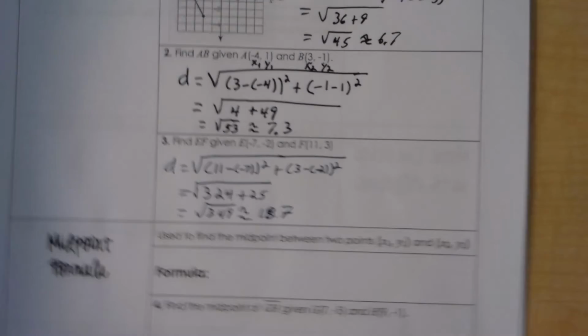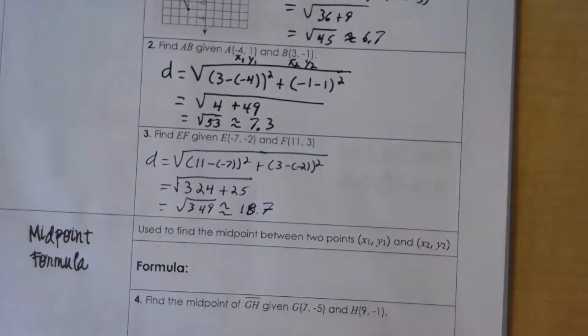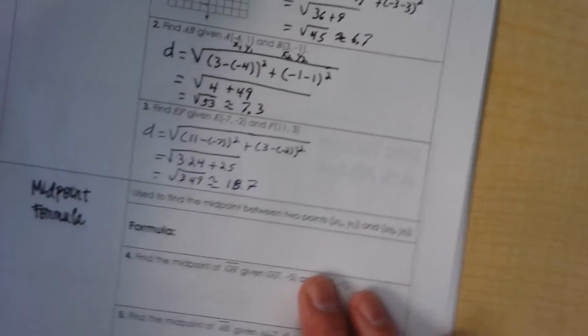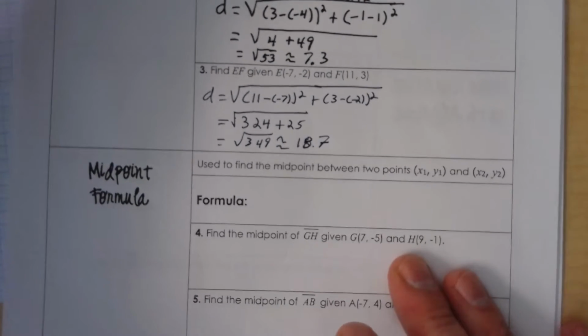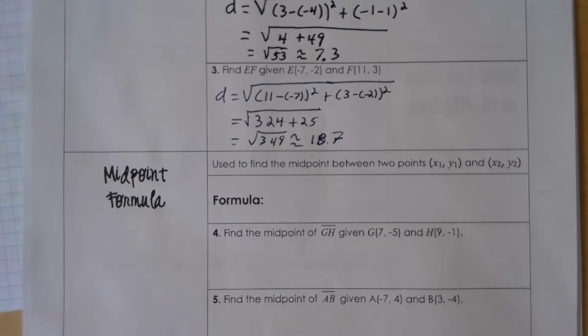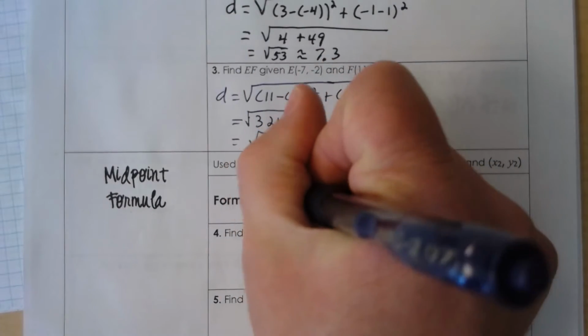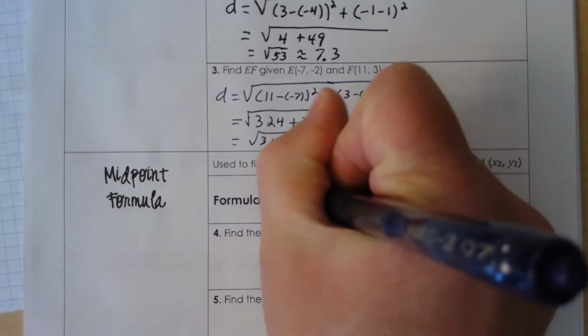Alright, so the midpoint formula. This will tell us where the middle of 2 points is in the coordinate plane. So this is what we'll have to do with these. We'll call it MP for the midpoint.